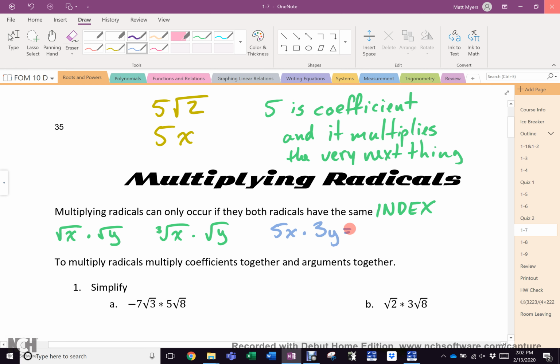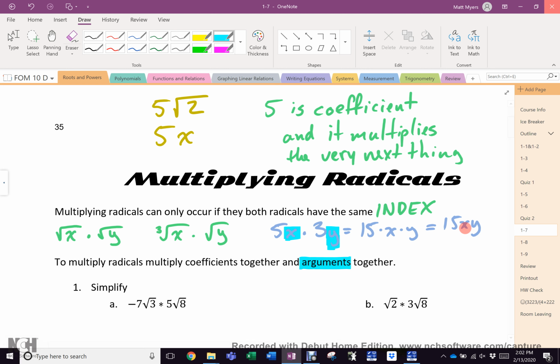Now, knowing what you know, if I gave you 5x times 3y, what would the answer be? 15 times x times y, but we wouldn't write those two times, right? We would just write 15xy. Everyone knows that, right? You took the coefficients and you multiplied them together, and then you took the next thing, which are called arguments, and you multiplied them together. That's how you do it. Does everybody see how easy it is? So look at this very first one.